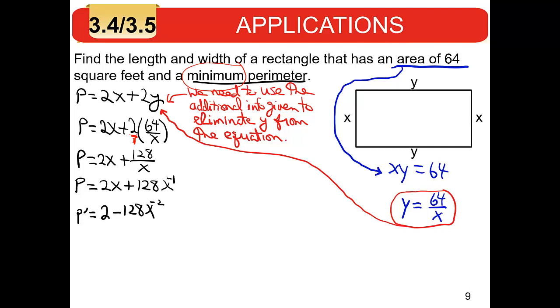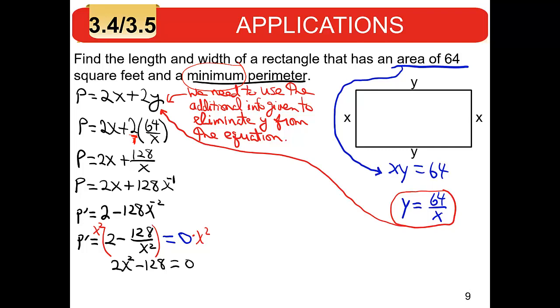I probably want to get rid of the negative exponent, so I'll drop the x to the minus 2 down in the denominator. Then I want to set it equal to 0. You probably want to clear out the fraction, so you can multiply both sides by x squared. That'd be 2x squared minus, and when you multiply x squared times 128 over x squared, the x squareds cancel and you just get negative 128. And of course, 0 times anything is 0.